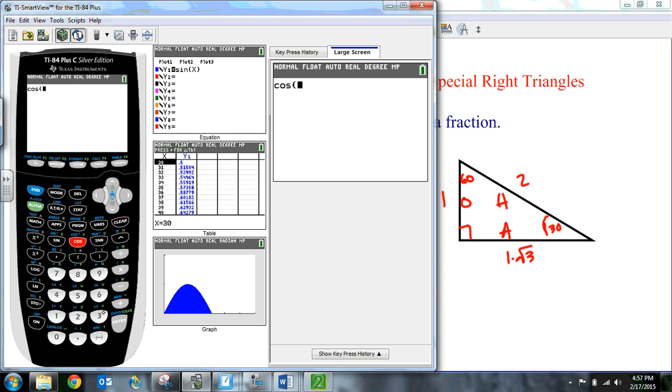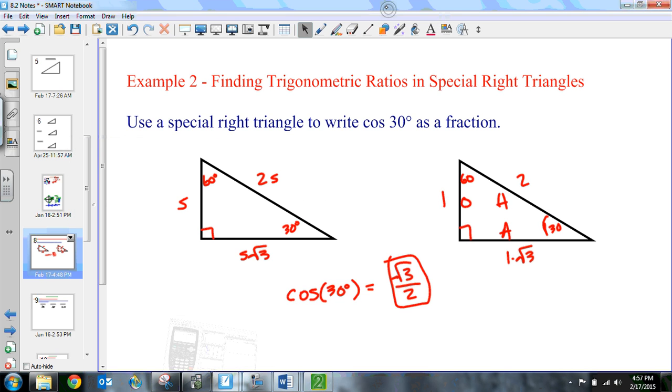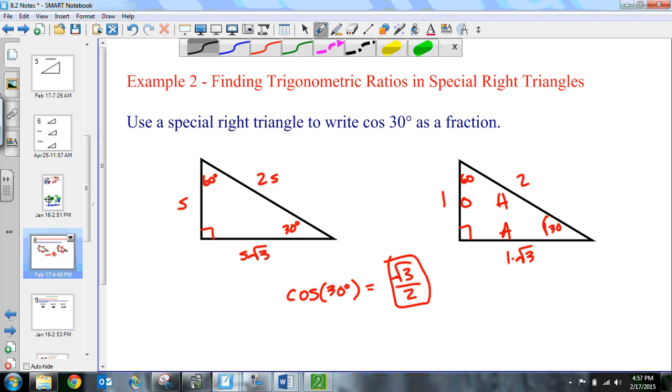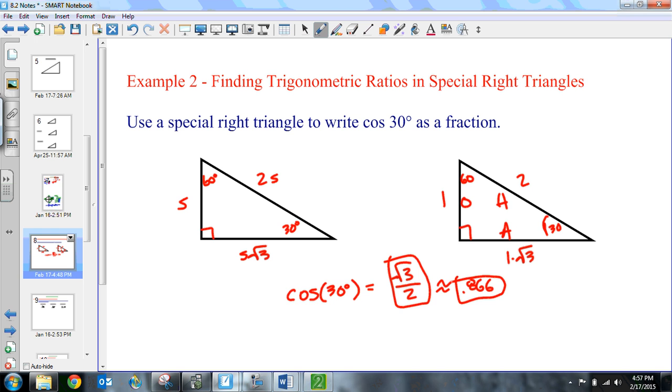cosine of 30 degrees. Now, I can type this into my calculator, and then I can hit enter, and it gives me this number, which is about 0.866. So I know that this value here is approximately 0.866. Okay? Now, once I've done that, after I plugged in cosine of 30, I have this where it says the square root of 3 over 2.